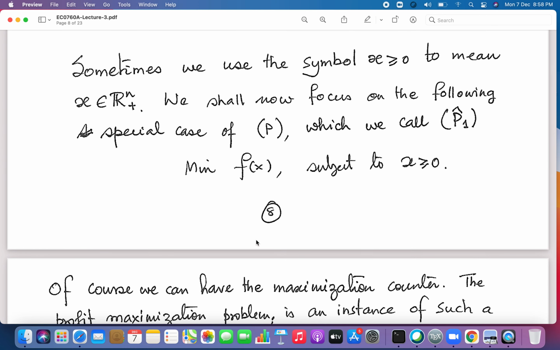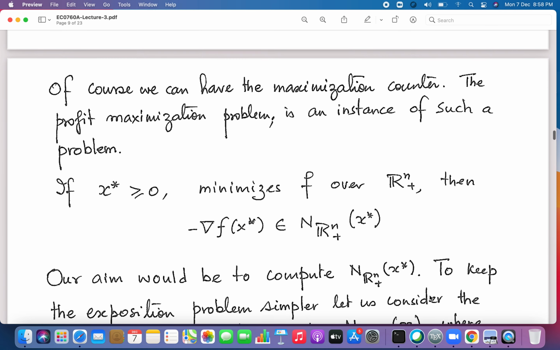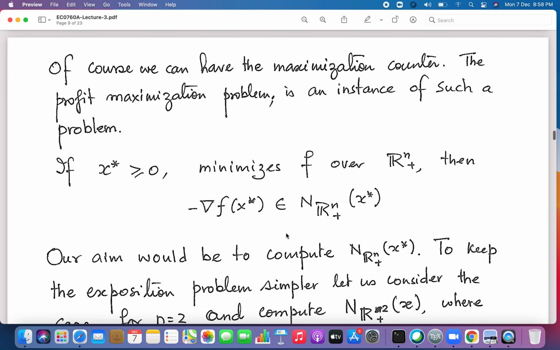So basically, I'm trying to look at this problem, which I now call P1 hat, where my C is given by R^n plus. Of course, the optimality condition is this: minus grad f(x star) is an element of the normal cone to R^n plus at x star, provided x star is a local minimizer of f over R^n plus. I wrote it in a little hurry before, but this would be more correct. So how do we compute the normal cone of R^n plus? Let us look at the picture.